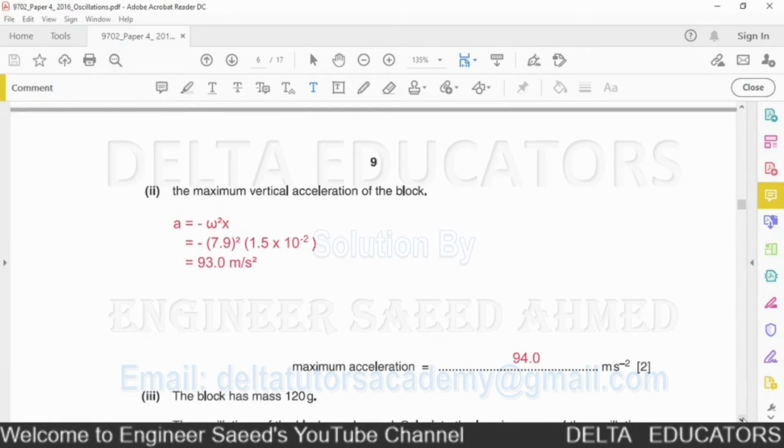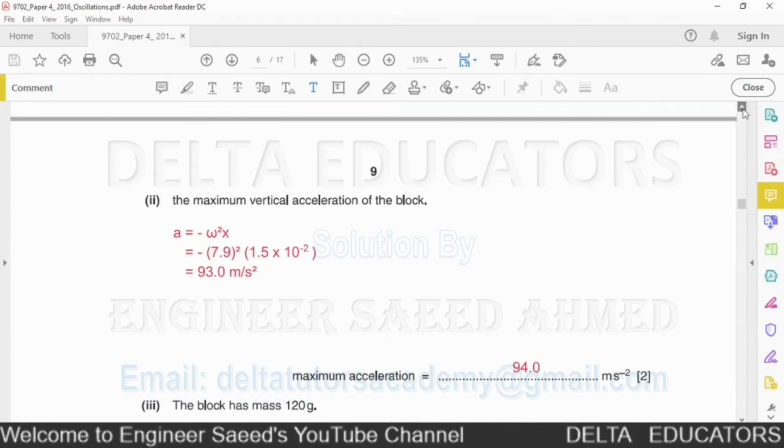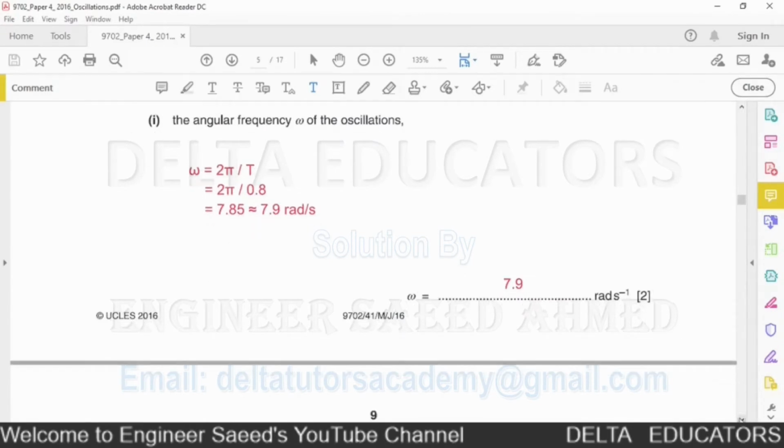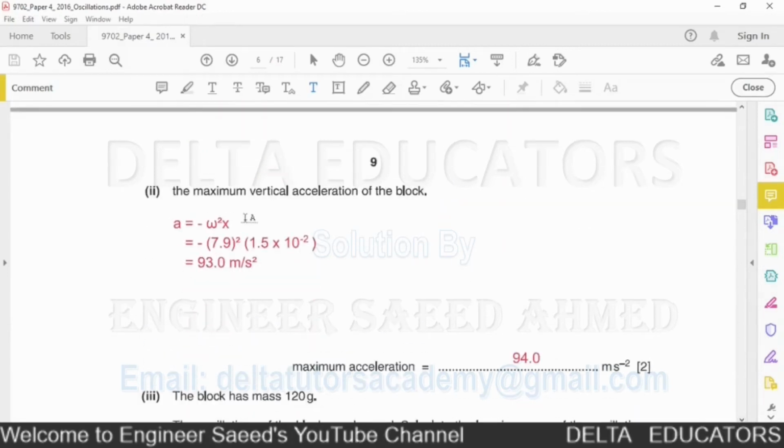Next part, part 2, the maximum vertical acceleration of the block. Acceleration is given as minus omega squared x, where a is acceleration, omega is angular frequency, and x is displacement. Now here angular frequency we have calculated in the previous part. It is 7.85 or 7.9. So we can use here 7.85 or we can use 7.9.